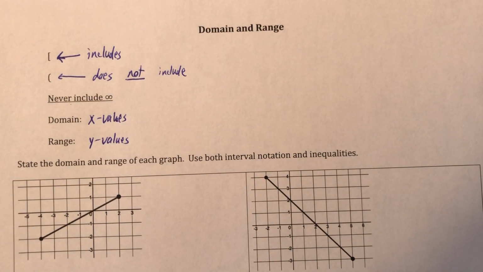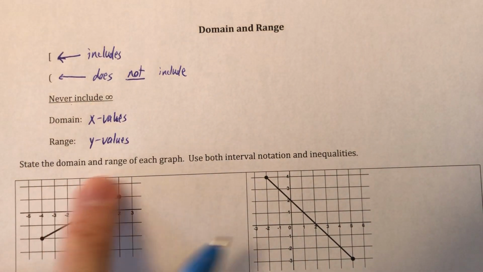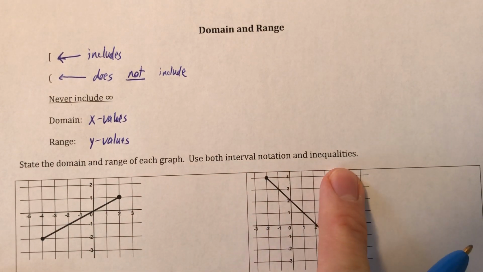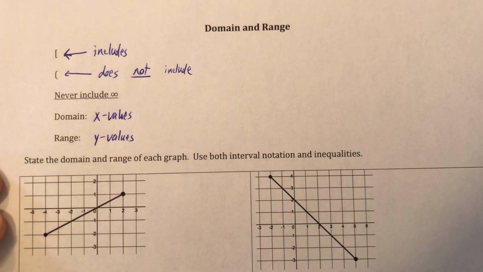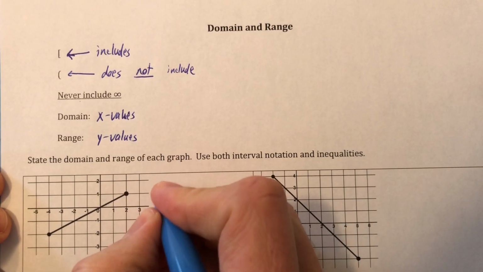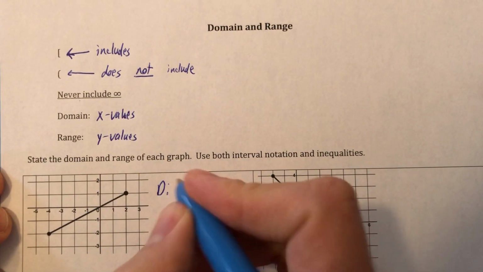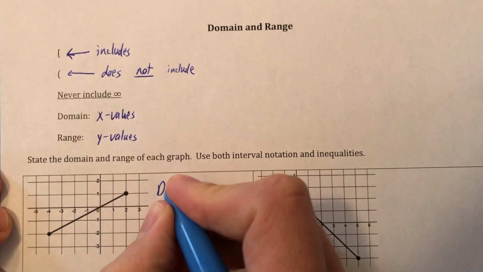You may not even know what the context is, but we're just going to go with it. And here we go. I need to know the domain and range of each graph, using both interval notation and inequalities. I'm going to start with interval notation. We'll do the whole front side with interval notation, and then we'll go back and do it with inequalities. So my domain, symbolized with the D, will be, well, let's look.